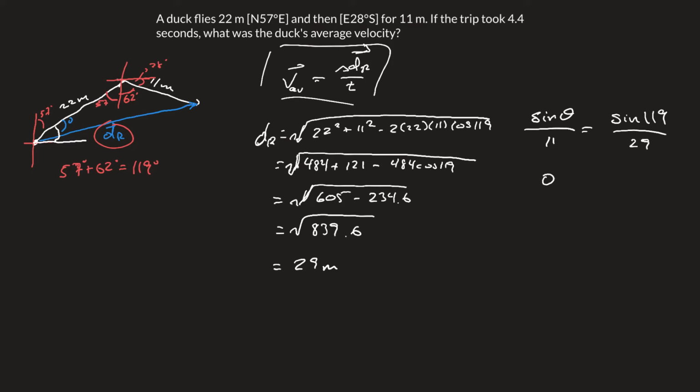So that leaves us able to rearrange our sine law like this. And if you solve for that, you're going to get 19.4 degrees. And that's that inside angle that we're going to try to make use of.